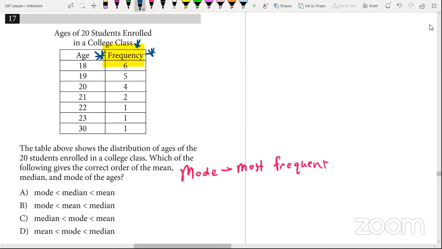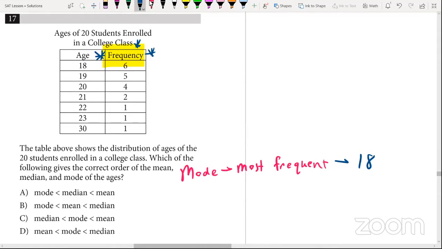But the mode is the most frequent number in all of this. So there were 6 18s and 5 19s and 4 20s and so on. So the number that occurs the most frequently is the number 18. Why? Because there were 6 of them.